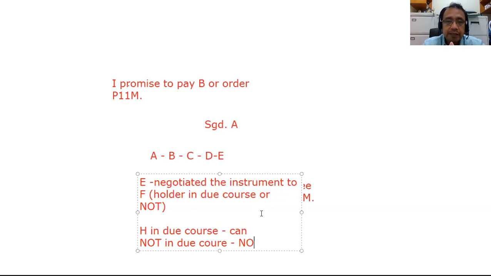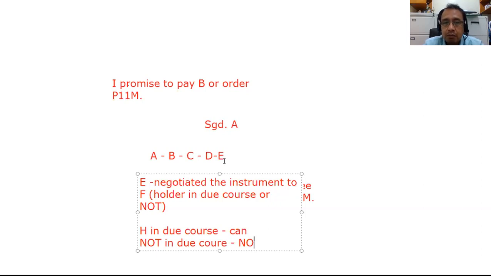But if it so happens that F is a holder not in due course, he was not able to meet the requirements under Section 52, then F cannot collect from A, B, C, and D. Because A, B, C, and D now have a valid defense against him. Mechanically incomplete, but delivered instrument. Naintindihan ninyo ba?